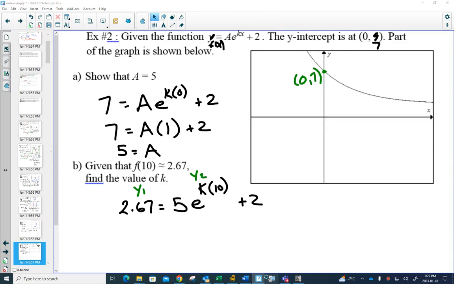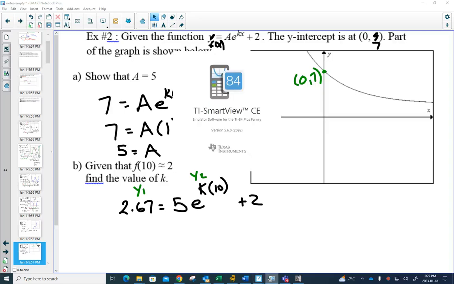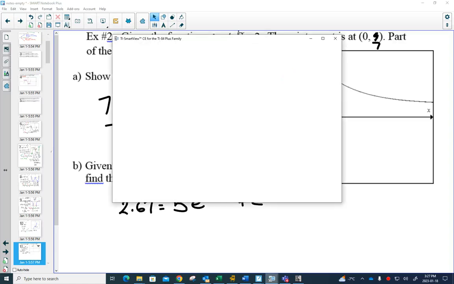So if I were to do that at this point, this one's not bad. You could get the e to the 10k by itself, take the natural log of both sides, bring it in front, solve for k. It algebraically wouldn't be too bad. I'd still have to use my calculator in the end to find k. How fast is it to use my calculator with my computer? Actually quite slow, apparently. But I would type this into y1, that into y2.